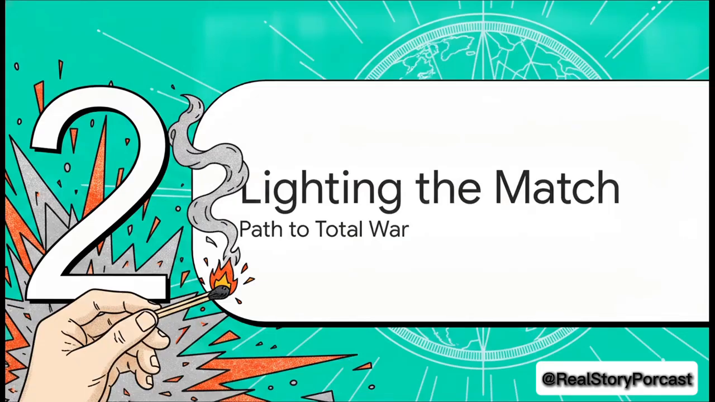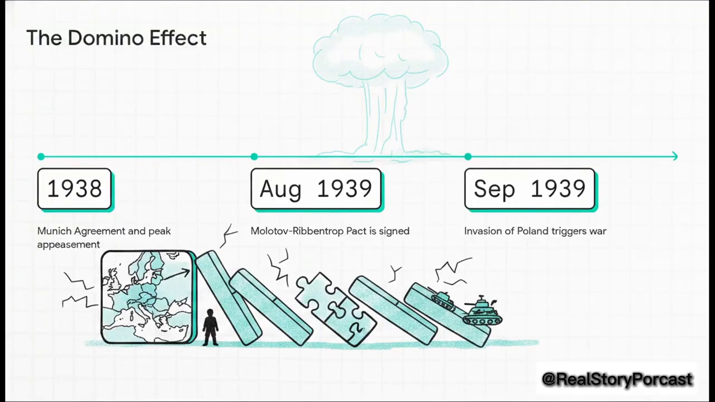That brings us to Section 2, lighting the match. With global powers completely failing to contain this aggression, eruption into total war was just a matter of time, and events started cascading like dominoes.